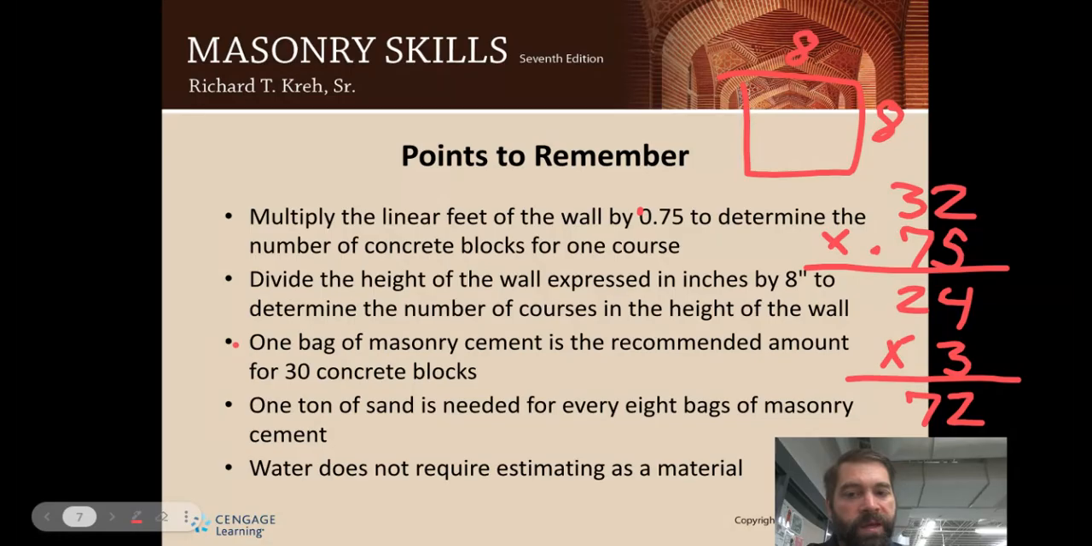And on here we have 1 bag of masonry cement is the recommended amount for 30 concrete blocks, and 1 ton of sand is needed for every 8 bags of masonry cement. So if we follow that, you can see that we have 1 for every 30 blocks, so we'd need about 2.5 times that, right? Just for what we're doing on here. So that means we need about 2.5 bags.